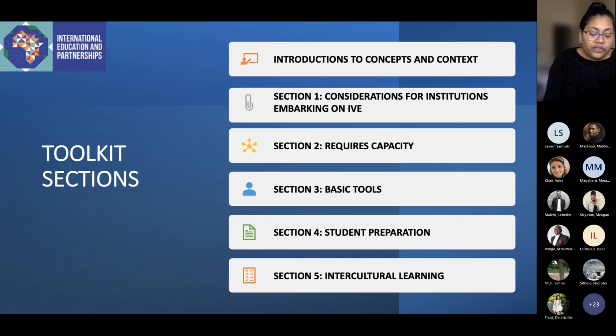And section 5 of the toolkit brings all of this together by covering the aspect of intercultural learning through international virtual engagement and how this can be facilitated. Information on how the digital environment can differ from face-to-face and how the cultural group dynamics can be managed is covered in this section.